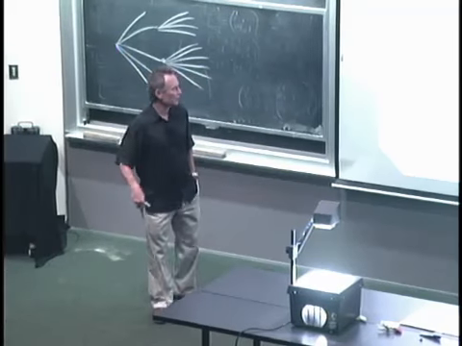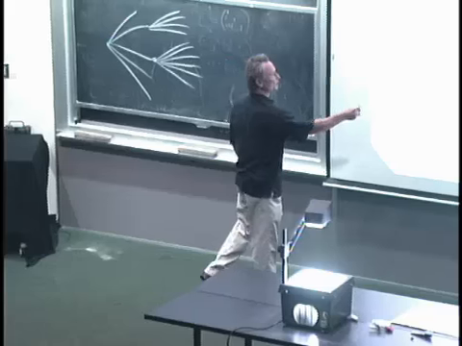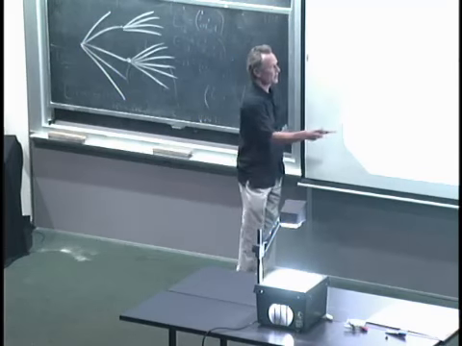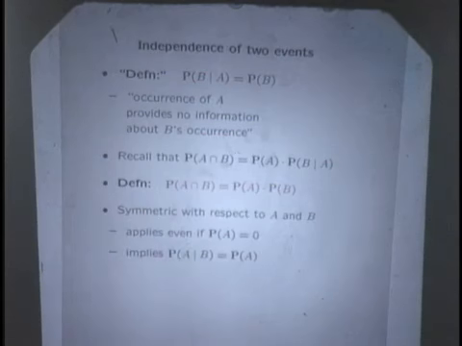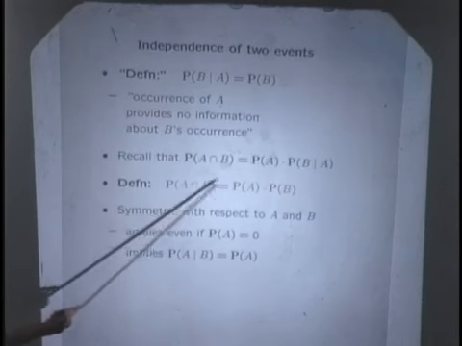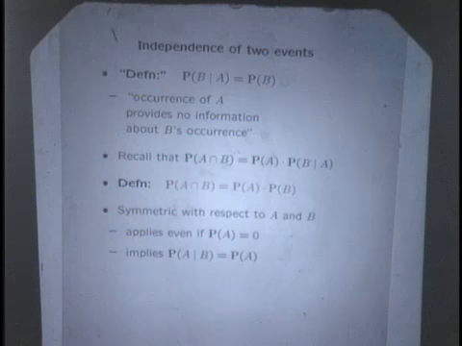And in particular, we can have events of zero probability. There's nothing wrong with that. If A has zero probability, then A intersection B will also have zero probability because it's an even smaller event. And so we're going to get 0 equal to 0.